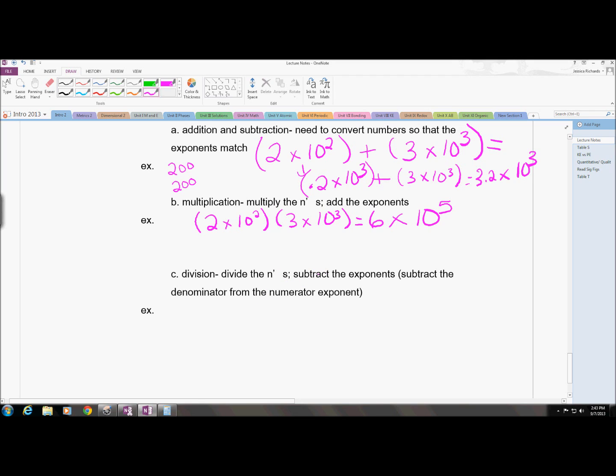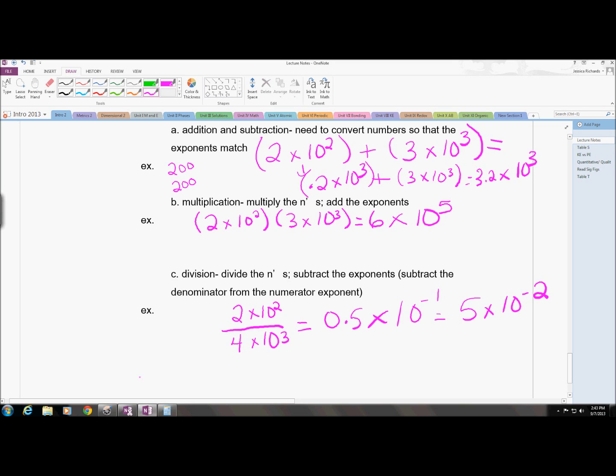When we're dividing, you're going to subtract the exponents. So subtract the denominator from the numerator, the bottom number from the top number. So if we have 2 times 10 to the second divided by 4 times 10 to the third, we divide the numbers. 2 divided by 4 is 0.5. We subtract the exponents. 2 minus 3 is 10 to the negative first. We're going to fix this into proper scientific notation. So this decimal is going to have to get moved over. So that's going to be 5 times 10 to the negative second.